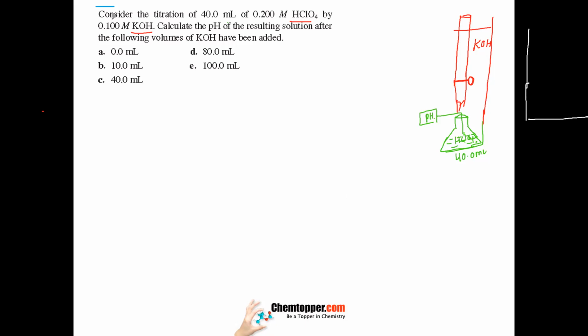Ashita, we are doing titration. Read this question. Ashita, read the question. We are doing titration and we are going to do calculations.